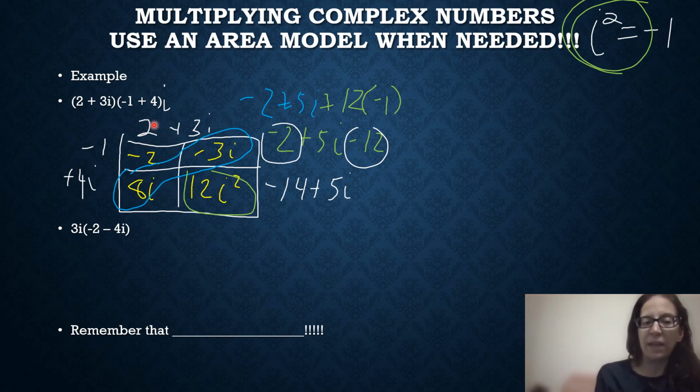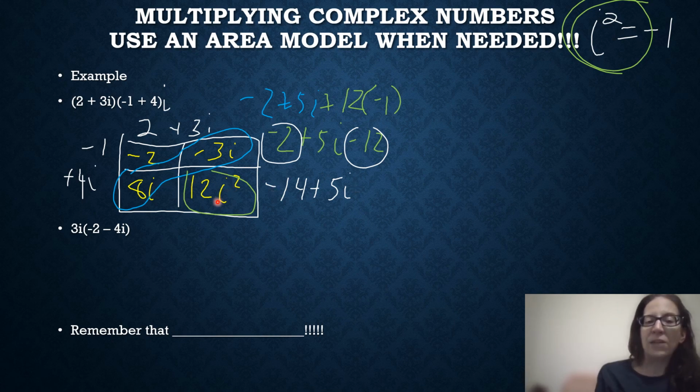So we'll have negative 2. These most of you can do in your head. So 8i minus 3i is 5i. And then 12 times i squared, well, i squared is equal to negative 1. 12 times negative 1 is negative 12. And then we can combine the two real pieces. Negative 2 minus 12 is negative 14.